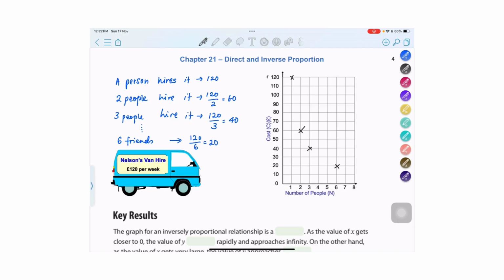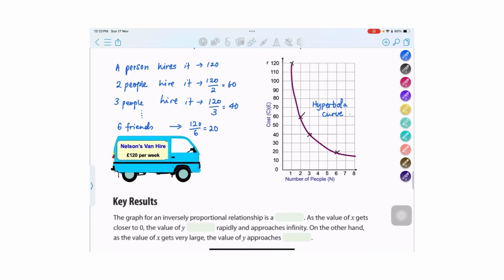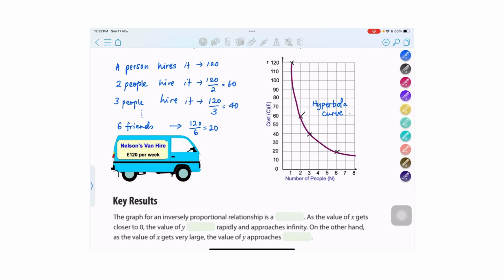So from here we notice that inverse proportion will form a hyperbola graph. That is the major concept about inverse proportion. Let's look at the key result. In the key result, the graph of an inverse proportional relationship is called a hyperbola.